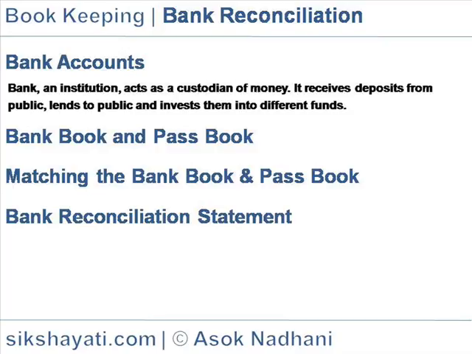Fixed deposit. The amount is deposited once for a fixed period. Interest is paid periodically or on maturity. The highest rate of interest is paid on this type of account. Recurring deposit. The amount is deposited at regular intervals. Interest paid on this type of account is higher than on a savings account.